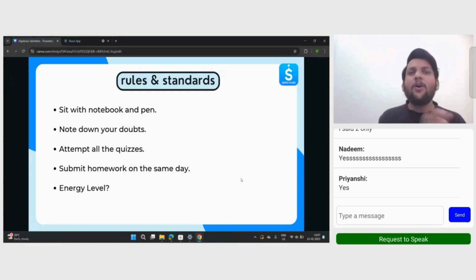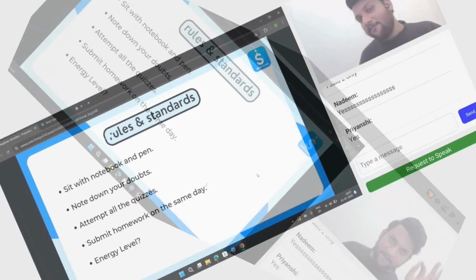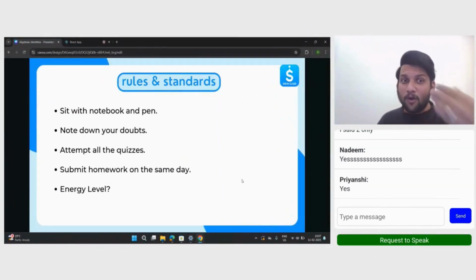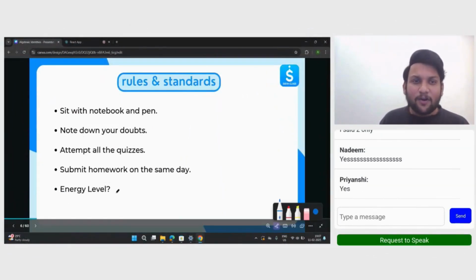Next, right or wrong doesn't matter. You have to attempt all the quizzes. It's not about getting the quiz right or wrong. Next, submit homework on the same day. You have to do that. This is very important. But what is more important is, dear students, what is your energy level out of 10?